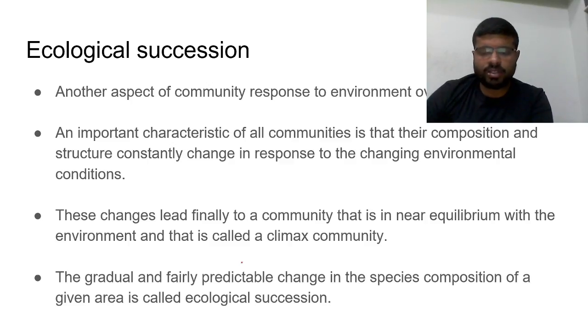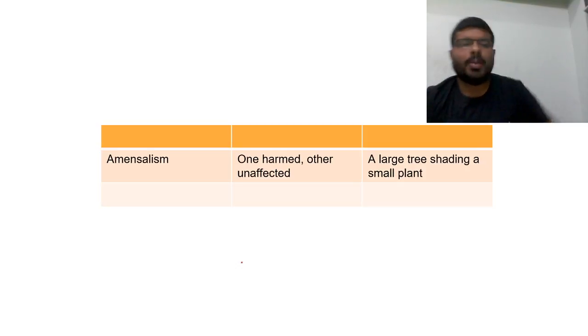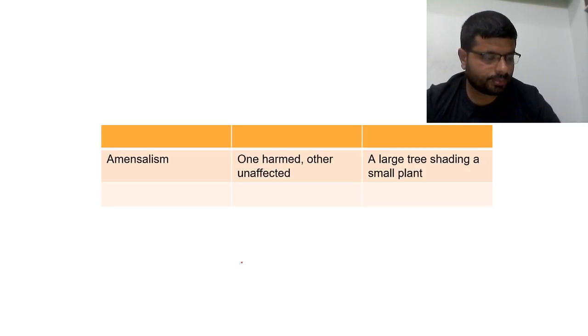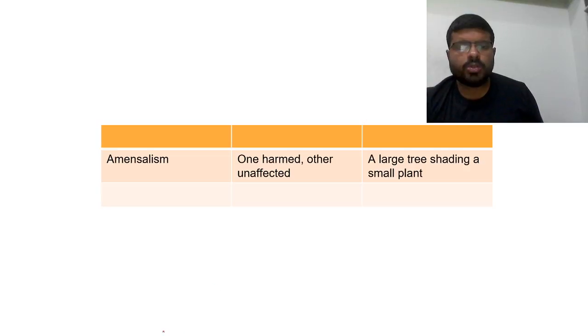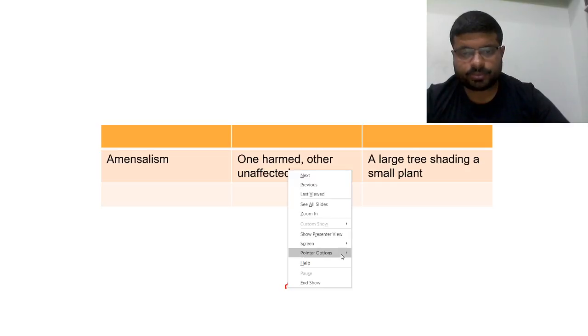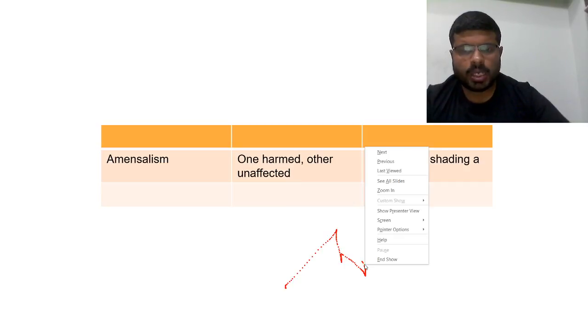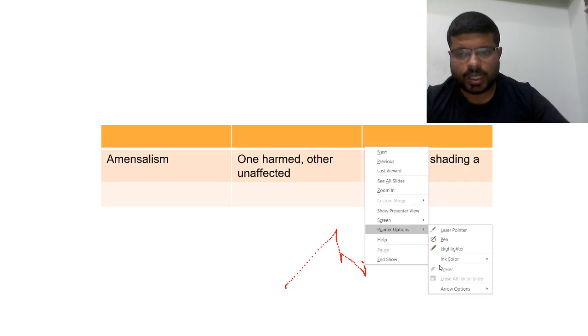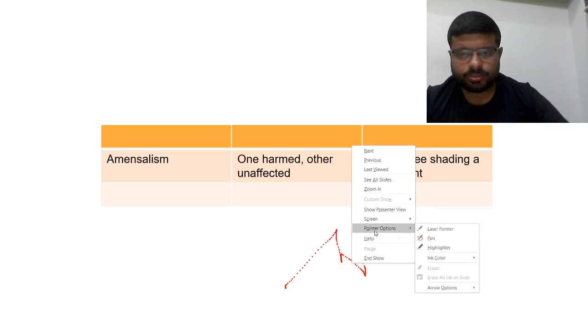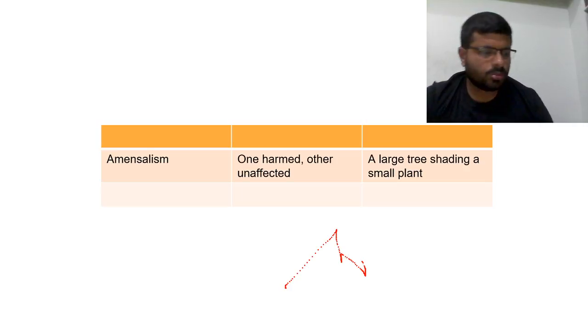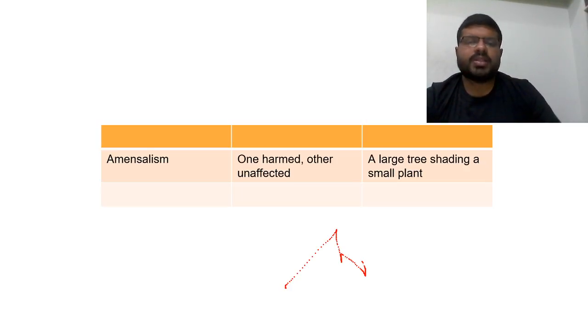Then another kind of interaction that you have is called amensalism. So in amensalism, what happens? One is harmed, the other is unaffected at all. One harmed and the other unaffected. Example: a large tree shading a small plant.